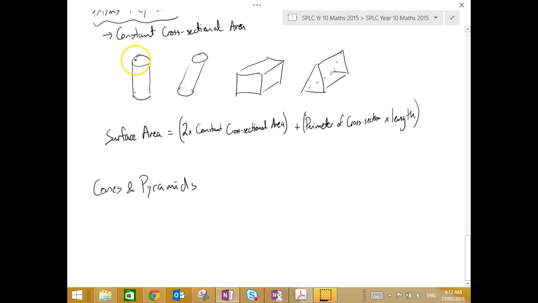The constant cross-sectional area is the bit that stays the same all the way through the shape. So for the first two, it's a circle. For this one, I could actually choose any of the sides for a rectangular prism, couldn't I? For the triangular one, it's the triangle on each end.